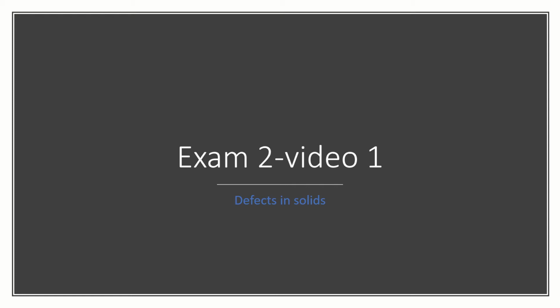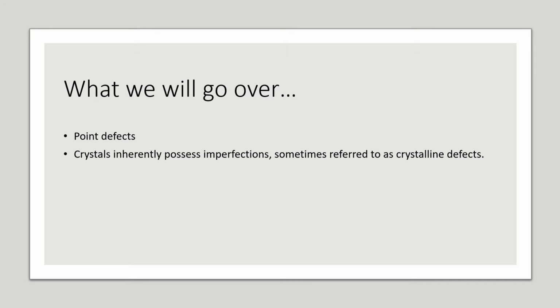In this video, we will be discussing the defects in solids. More specifically, point defects. In the previous videos, we talked about crystal structures and what a crystal is. But crystals, in reality, are imperfect. They always possess some imperfections, and those imperfections are referred to as crystalline defects.